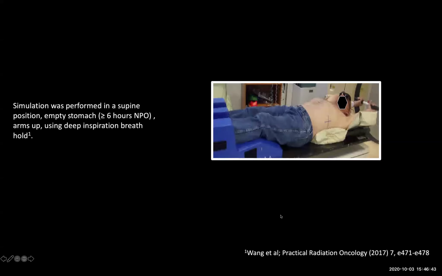We put the arms up here again, not necessarily because we are going to use lateral beams, but to expose that area in the abdomen for later on planning and to be easy set up on daily basis. We are going to use a deep inspiration breath hold, and I will go through the details of how we benefit from the deep inspiration breath hold in this case.